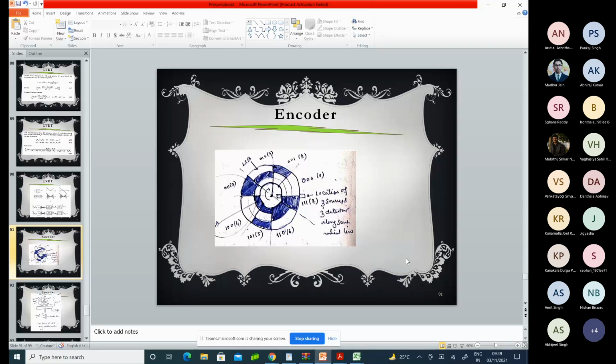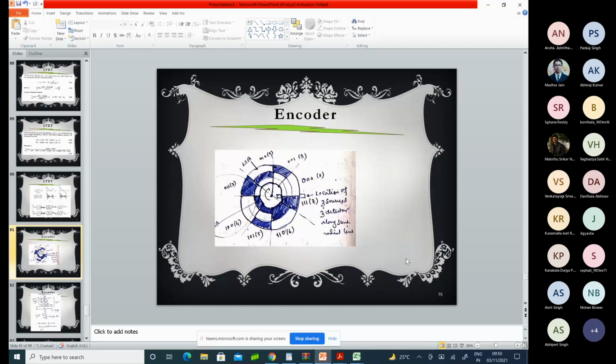Again, both types of encoders are of two basic types. First is the absolute encoder, which measures the absolute position and velocity. And second type is the incremental encoder. So the shaft encoder or rotary encoder can be classified into absolute shaft encoder or incremental shaft encoder. Linear encoder is also classified into absolute linear encoder or incremental linear encoder.